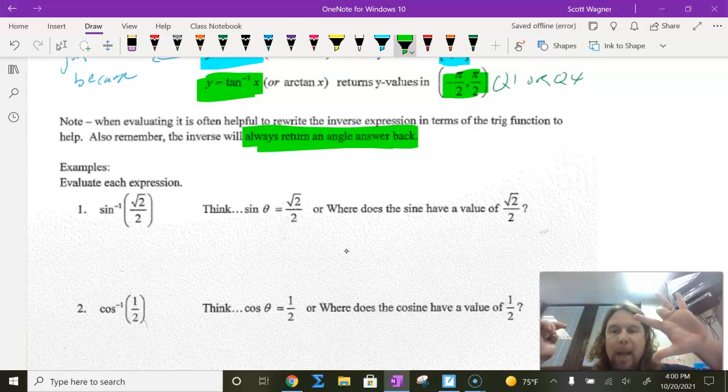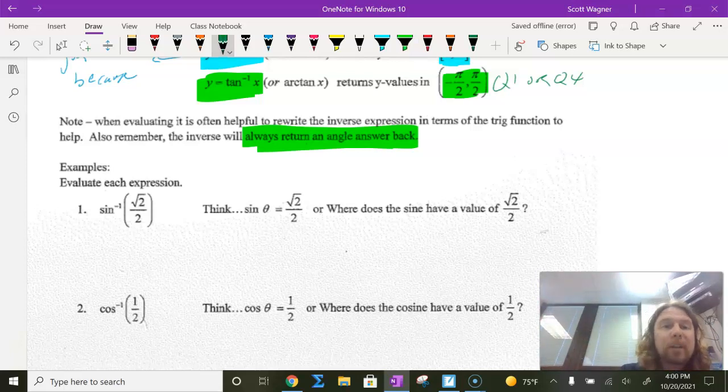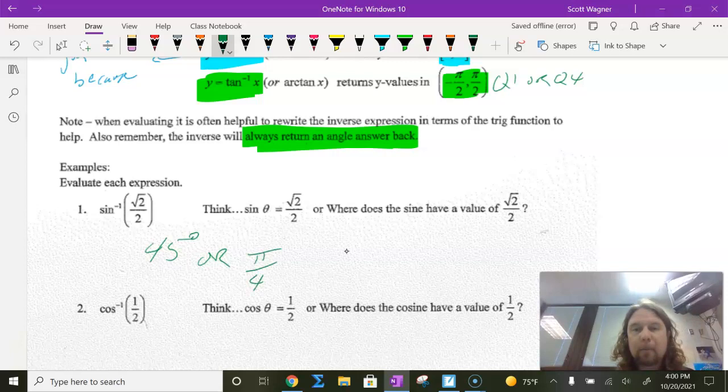So I fold that middle finger back, and that middle finger corresponds to which angle? Well, that middle finger is the angle of 45 degrees, or you can also say pi over 4, kind of like so.